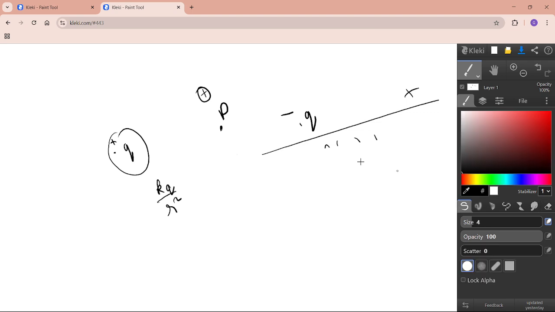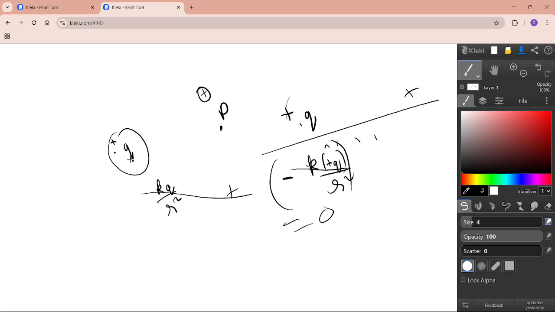And if it was positive, take it as it is, k plus q by r square, add a negative sign, and then add it to this one. So we have this cut equal to 0, and we have 0 electric field.